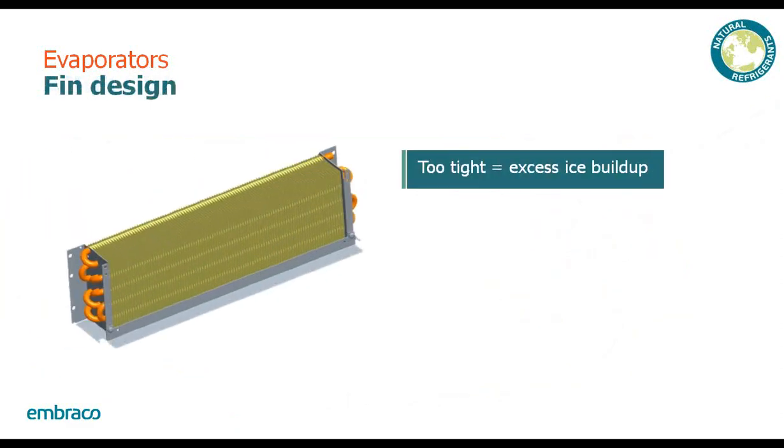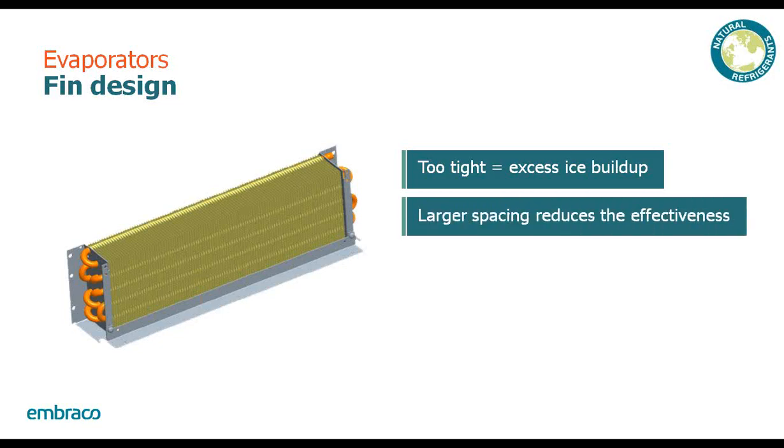With fin design, this is critical to your heat transfer. Fins are the most important point in removing heat from your evaporator. They give you the best heat exchange. The trouble is if your fins are too tight, you run the risk of excess ice building up on the evaporator, and you have to increase the number of defrost cycles you have to remove this ice, particularly in low temperature applications. As you increase the spacing, the effectiveness of the evaporator is reduced as well. So finding a balance is going to be critical.